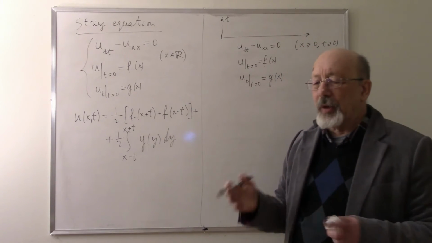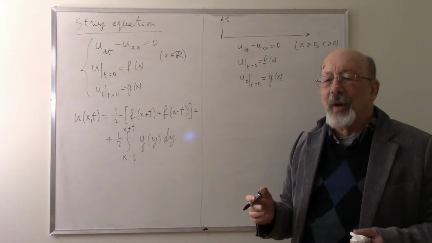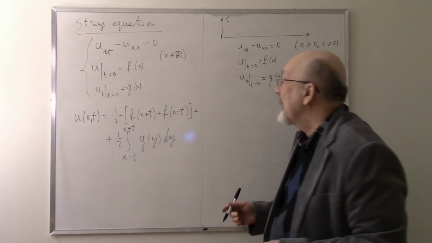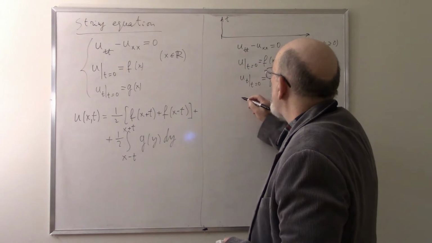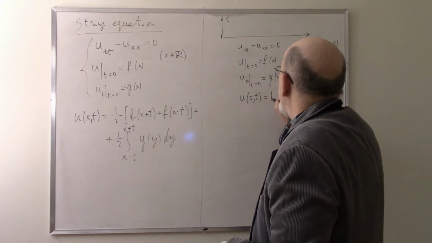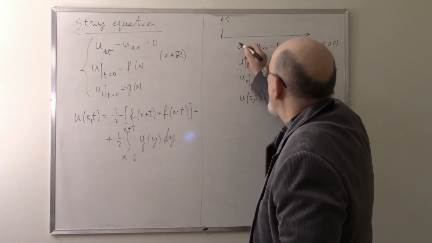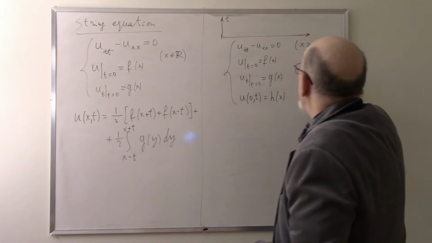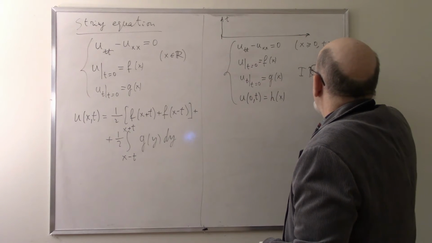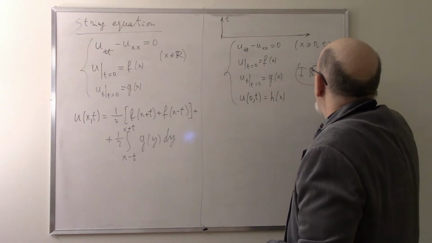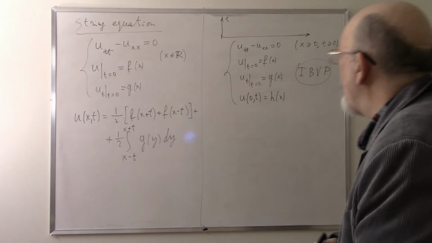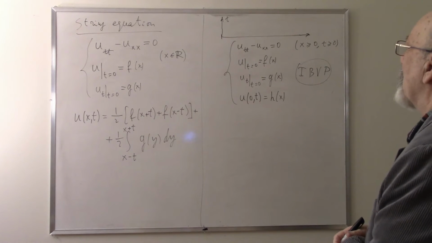Now we consider two sorts of boundary conditions. They are either the Dirichlet condition or the Neumann condition. So consider the Dirichlet condition: u of 0, t equals h of t. So this is an initial boundary value problem for the string equation. Now, how to approach this problem in general?